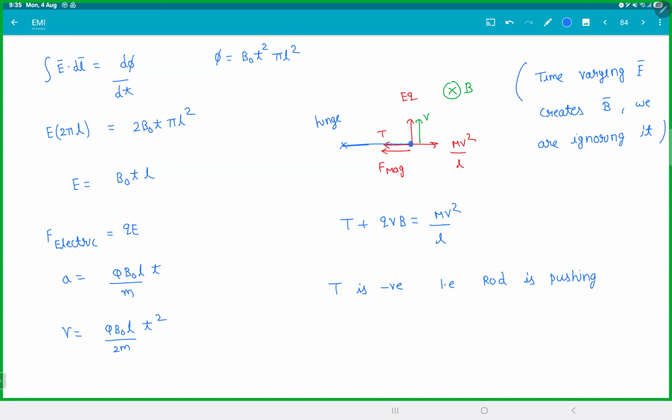Tell me, who is creating the E radial? Can magnetic field create E radial?